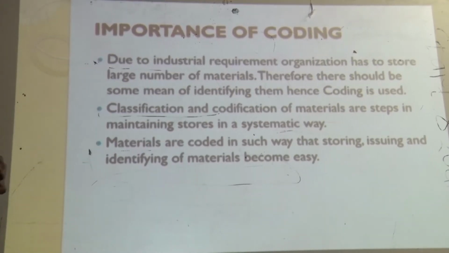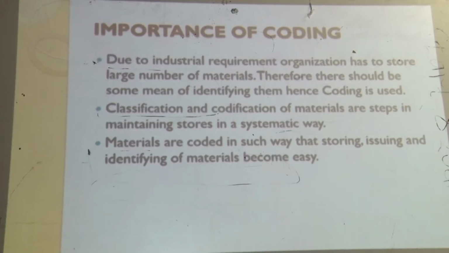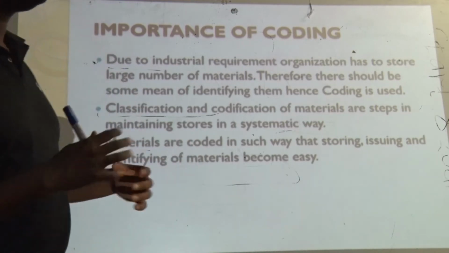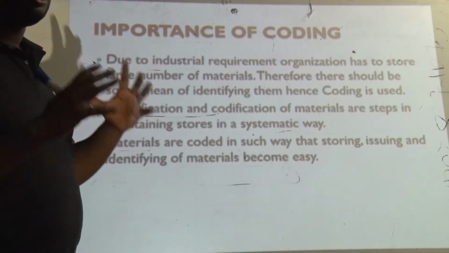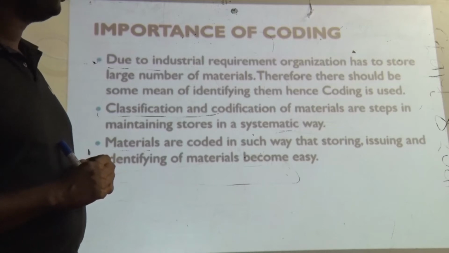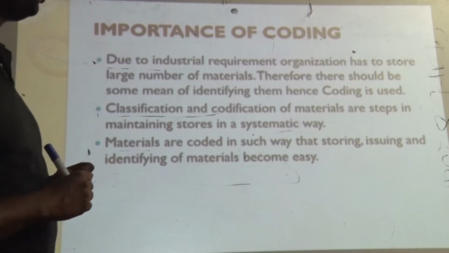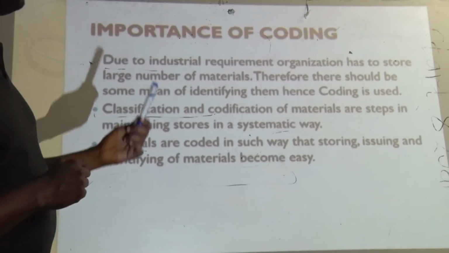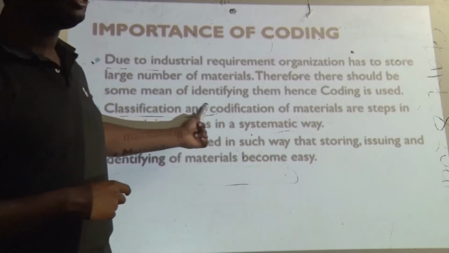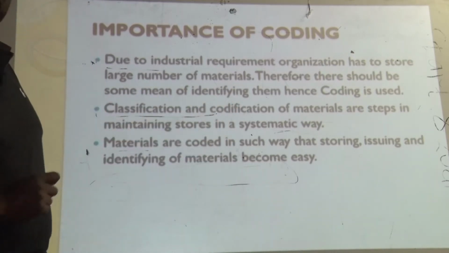The other thing I'm going to talk about is the importance of coding. Why is it important to code your materials? Due to industrial requirements, organizations have to store a large number of materials. Therefore, they should have some form of identifying those materials through coding. There are some organizations, like supermarkets for example, that store a very huge amount of materials. And remember, when you're doing manual identification, sometimes it becomes very difficult for your organization to do that. Therefore, organizations have come up with ways of coding their materials. By so doing, they will be able to identify large amounts of materials by just clicking a button.